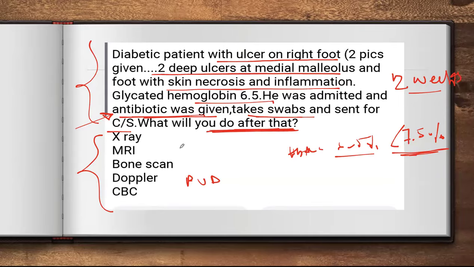Yes, so this patient will require an X-ray first. If X-ray shows osteomyelitis, that is enough. If it doesn't show, then we will consider doing an MRI. If the question asks what will be your most appropriate investigation, or what's your best investigation, that's the time we will choose MRI. So it depends on what question is asked.